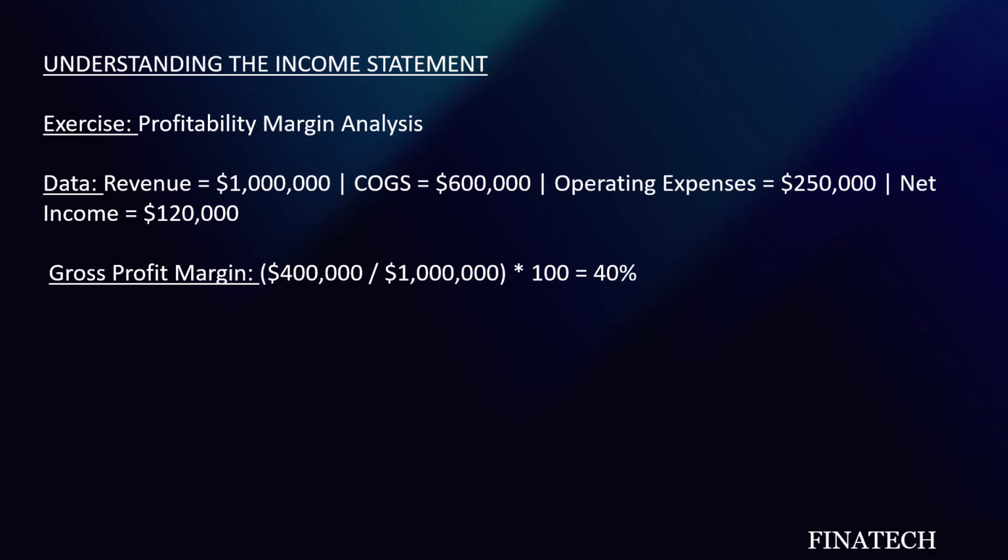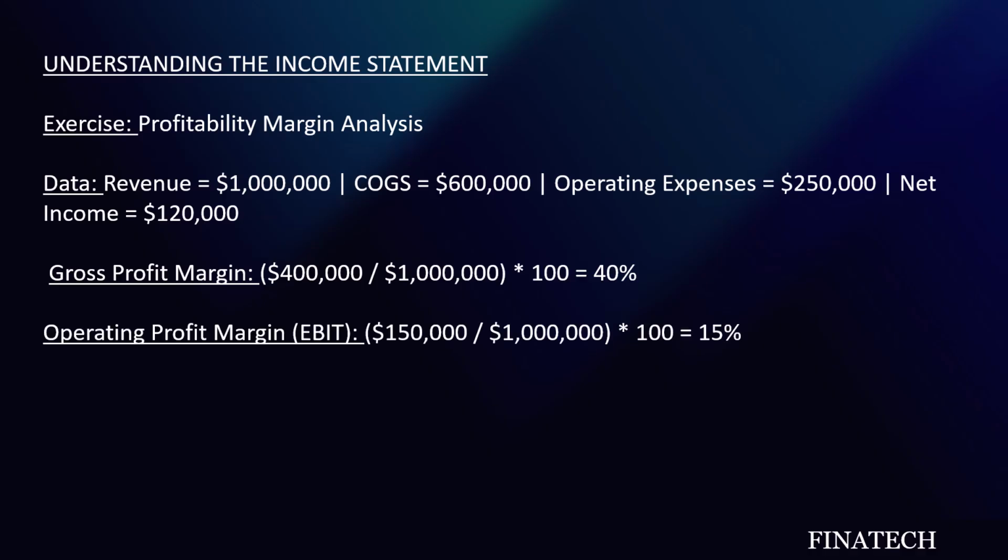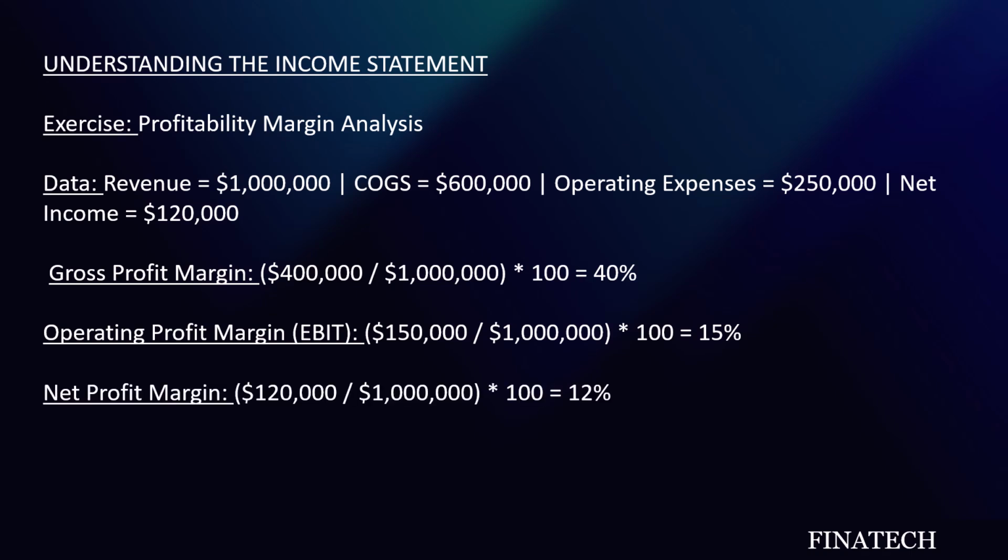What is your gross profit margin? After calculation, we get 40% GPM. What is the operating profit margin, EBIT? After calculation, we get 15%. And what is the net profit margin? After calculation, we get 12%.